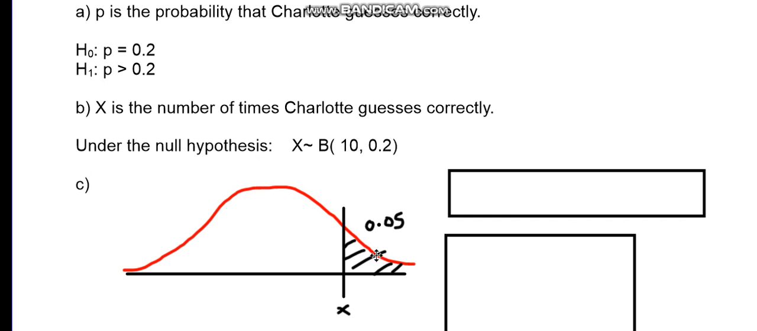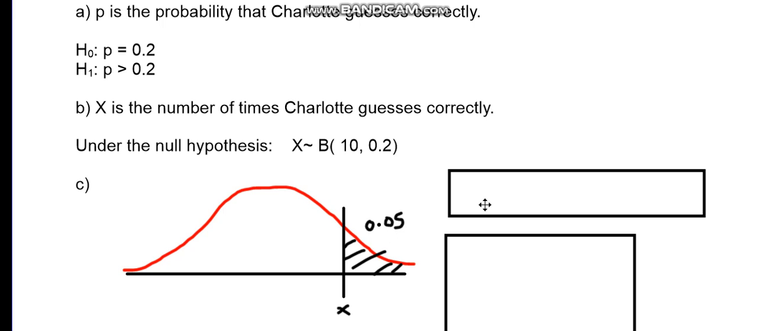Okay, so here we have it. We are looking at one tail and we're looking at the upper end because it's greater than, so we're looking at this side, the right hand side, and it was a 5% significance, which means there's a value here X, and the probability of being greater than or equal to X is 0.05. Okay, now we're going to solve this particular question using the P value.